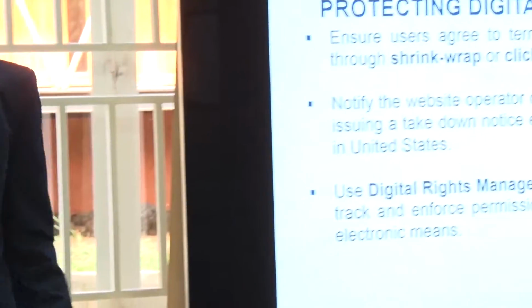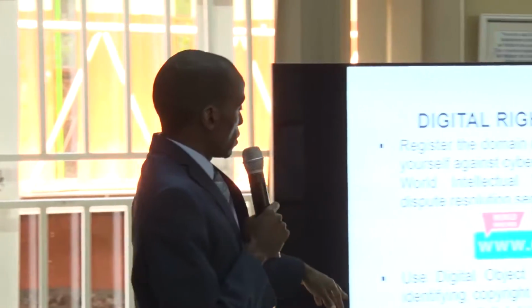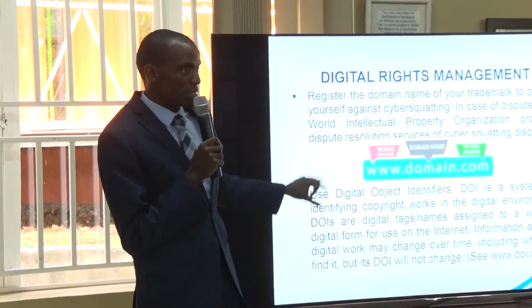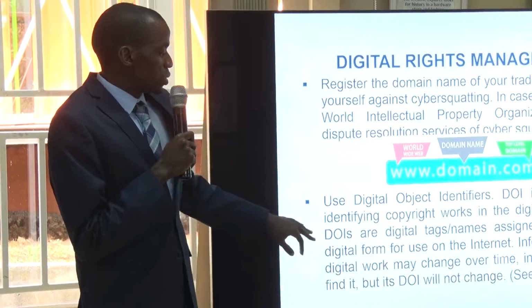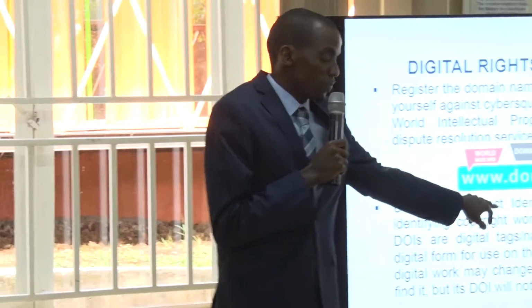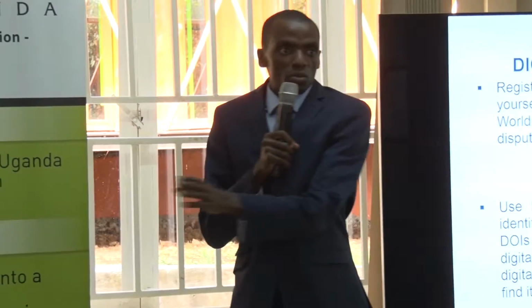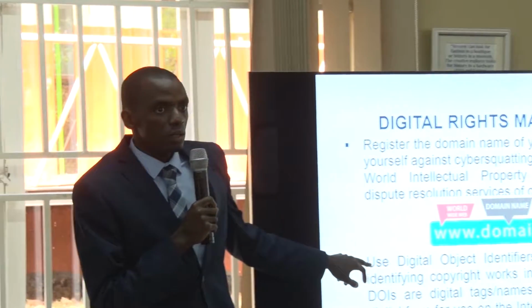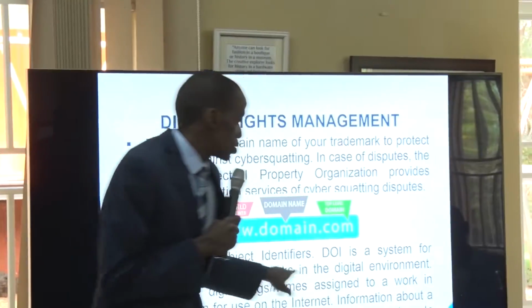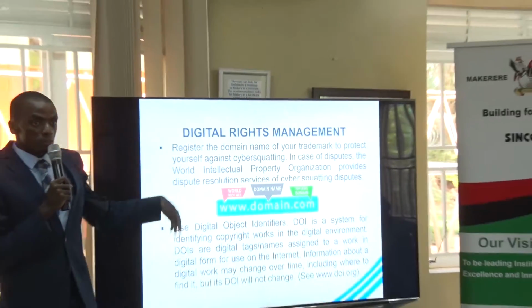Then number three, you use digital rights management tools like this one. One is a digital object identifier. This you will find with a tag that is embedded in anything you put online. So you can put a picture identified with this DOI. It can move from website to website, from server to server, from country to country. It will always have this identifier. If you want more information, visit this website and get information on how you can use the DOI. It's a private initiative.